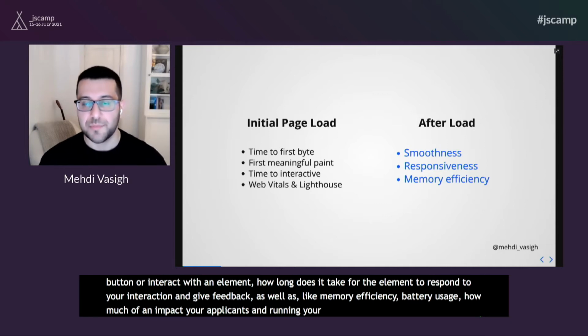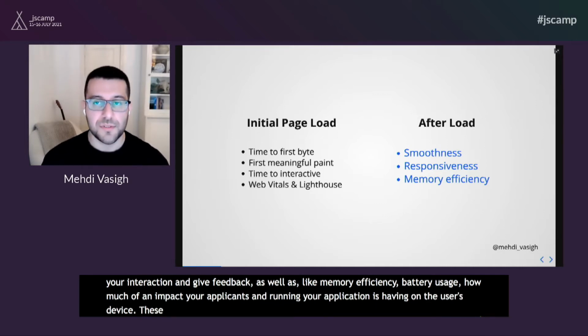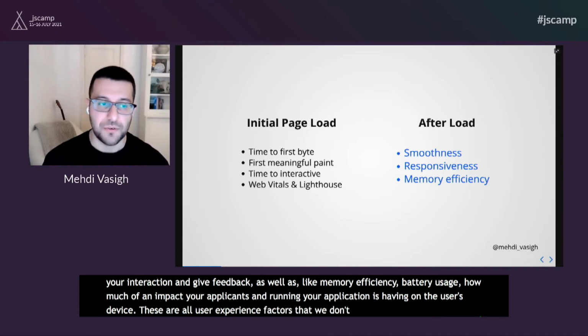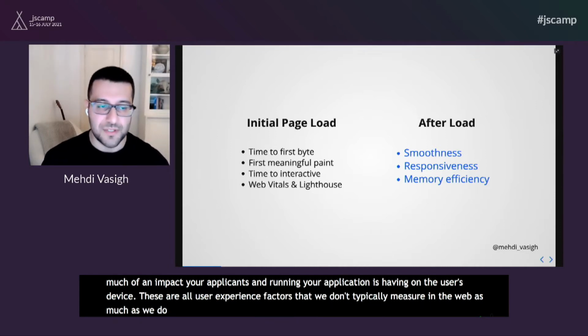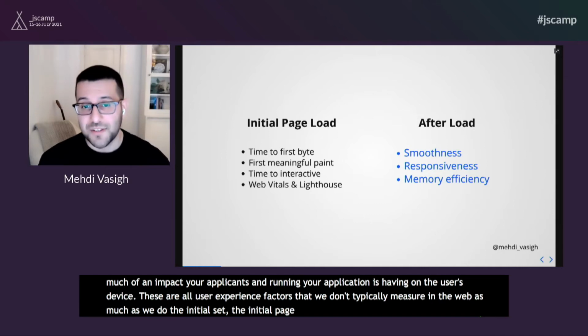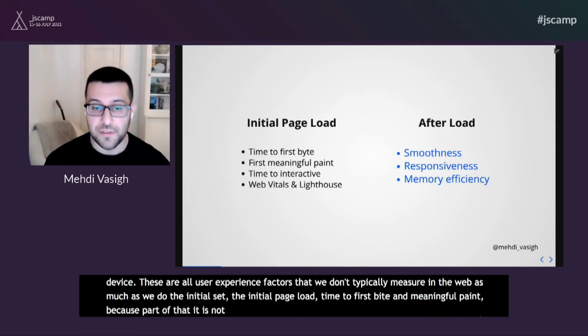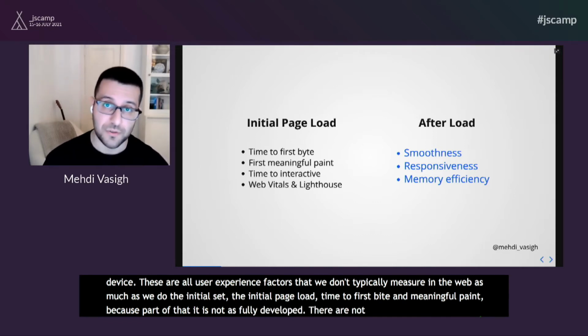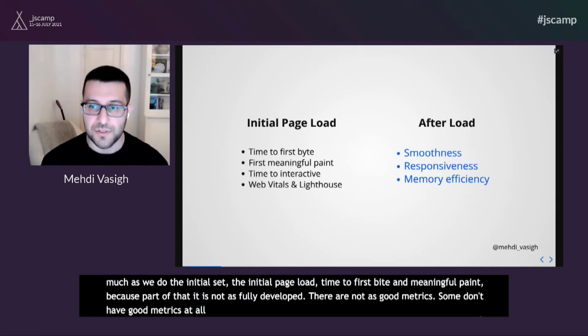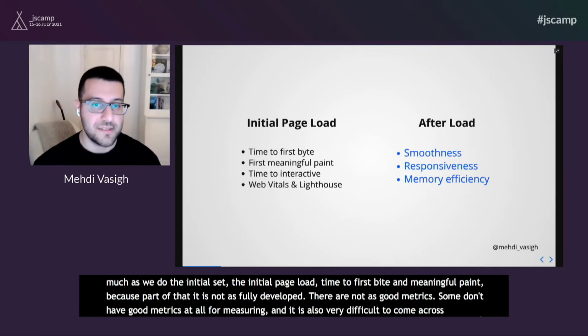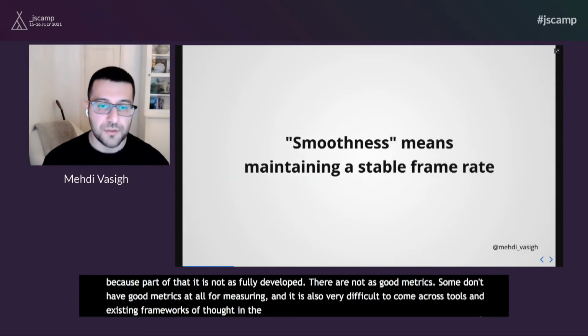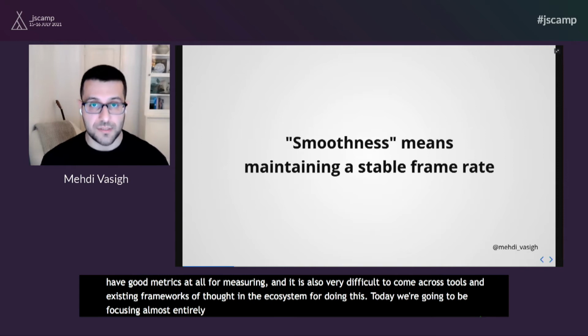These are all user experience factors that we don't typically measure on the web as much as we do the initial page load, time to first byte, and first meaningful paint. Part of that is because it's just not as fully developed. There aren't as good metrics for measuring, and some of these things don't have good metrics at all. It's also very difficult to come across tools and existing frameworks of thought in the ecosystem for doing this. So today we're going to be focusing almost entirely on after page load performance, and specifically on the topic of smoothness.